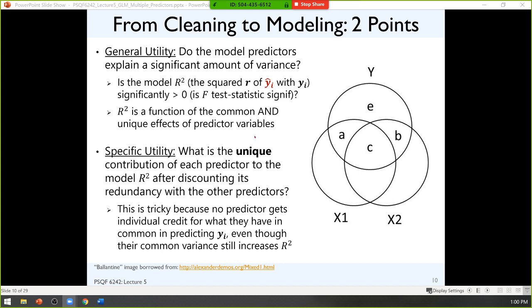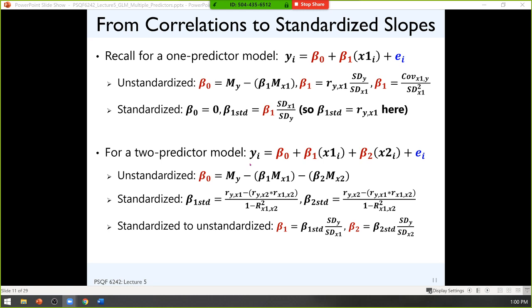No. I bet you can think of them in your head though, right? These sorts of questions. So I have all the stuff in here for the background in terms of how this works. But the bottom line is that each slope, once you combine multiple predictors in a model, each slope reflects its unique contribution. That's what you need to know.